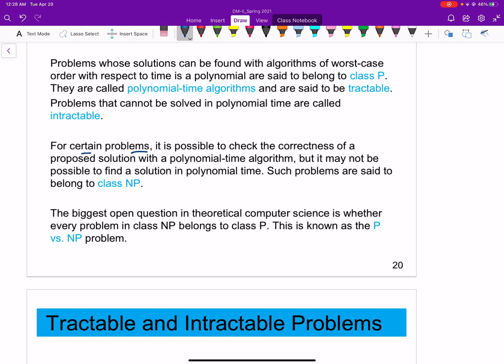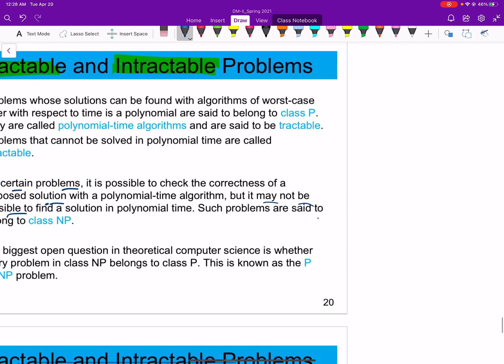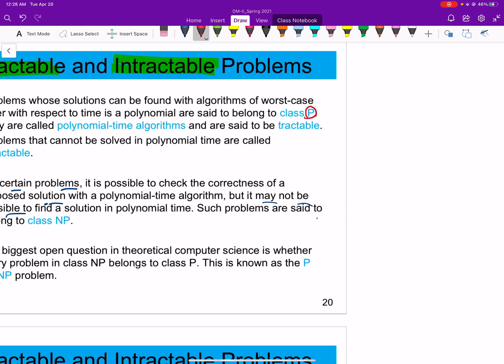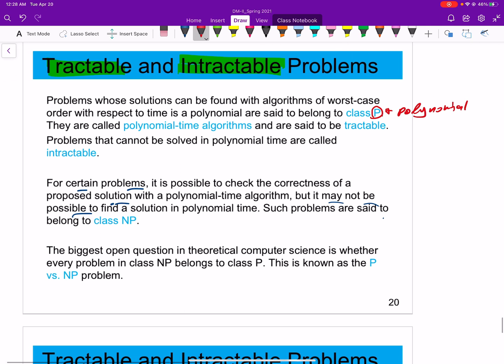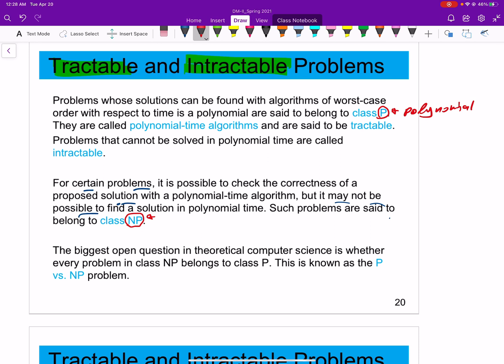For certain problems, it is possible to check the correctness of a proposed solution with polynomial time algorithms, but it may not be possible to find a solution in polynomial time. Such problems are said to belong to class NP. The previous one was class P, where P stands for polynomial. This is NP, and this NP stands for non-polynomial.